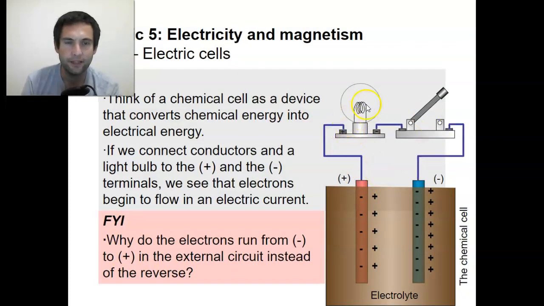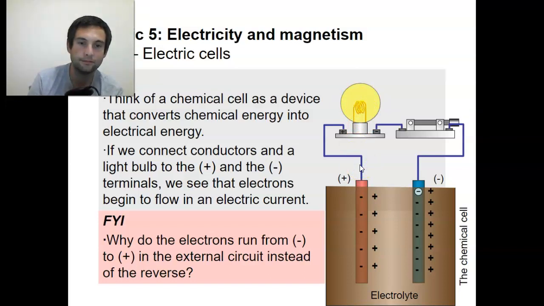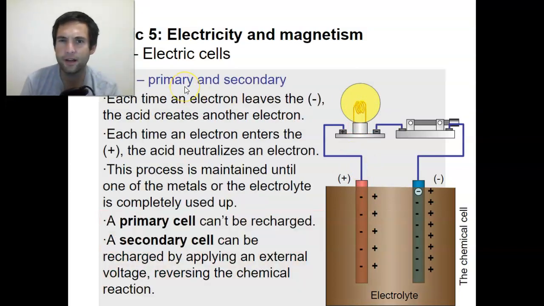Alright, so we've got a light bulb, a switch, nothing's happening, and then when you close the switch, you'll start to see the electrons go through and the light bulb will light up. Each time an electron leaves the negative terminal, the acid creates another electron. Creates, bad word, but it's fine. Each time an electron enters the positive terminal, the acid neutralizes the electron. This process is maintained until one of the metals or the electrolyte is completely used up, a dead battery.